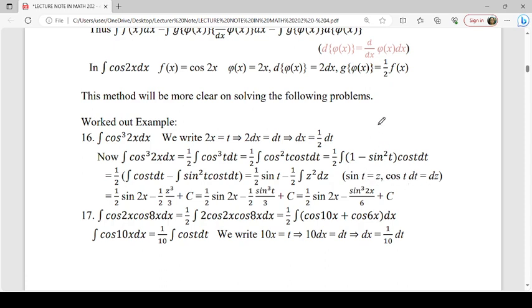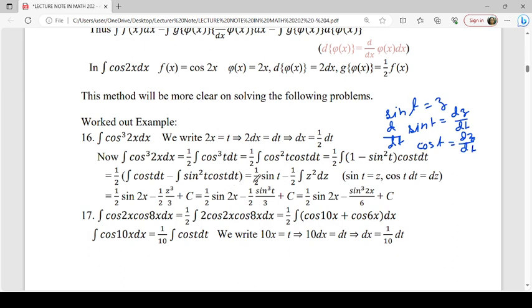So sin t is equal to z, then d by dt of sin t is equal to dz by dt, and d by dt of sin t is cos t. So cos t is equal to dz by dt. So cos t dt is equal to dz. So in place of cos t dt we need to write dz. So now you can do the integration.